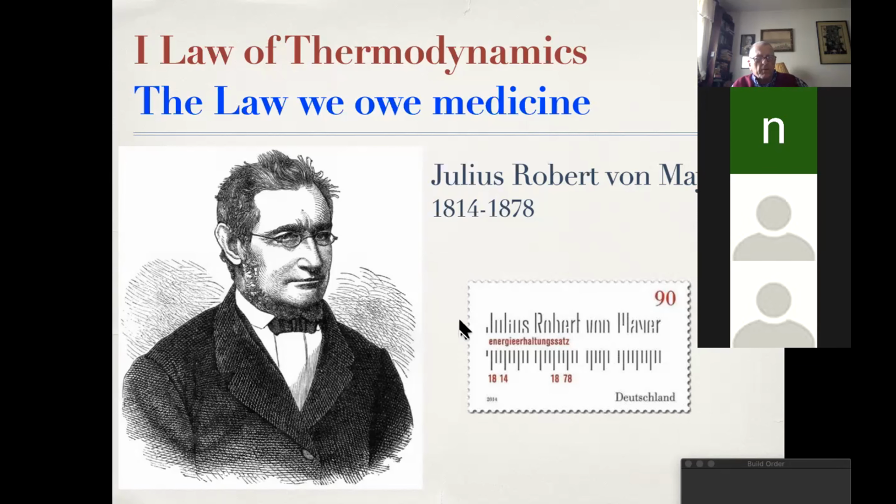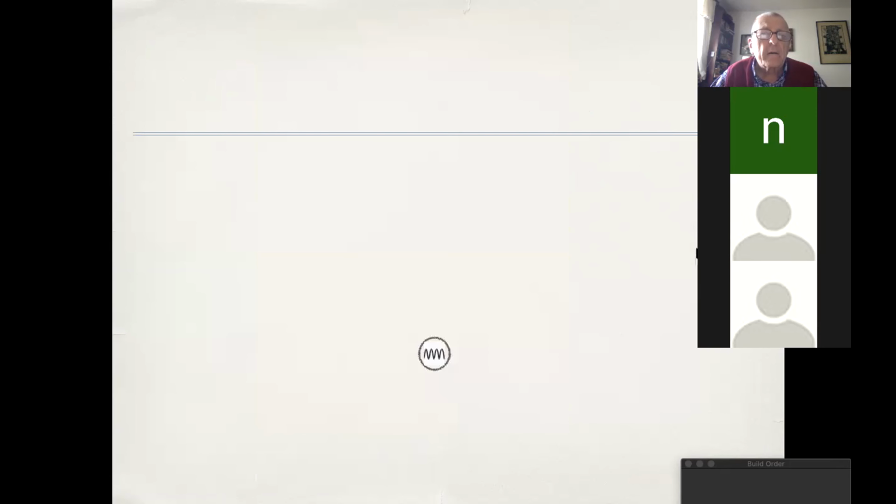What is on this drawing is a postage stamp issued by the German post to commemorate the 100 years of his death in 1978. It was a 90 pfennig stamp at that time. They didn't have the euro at the time, so that is the stamp. All right.